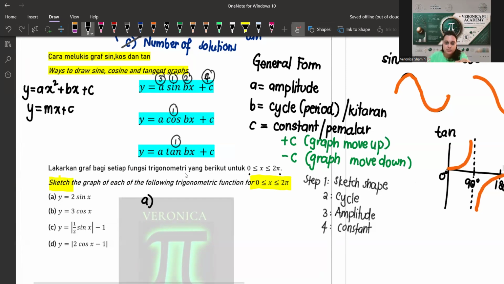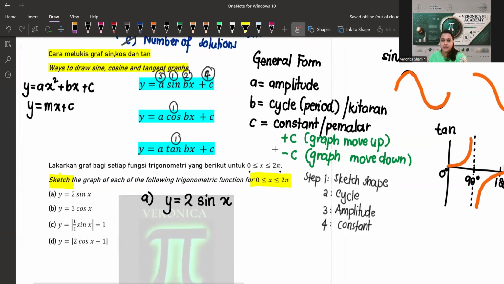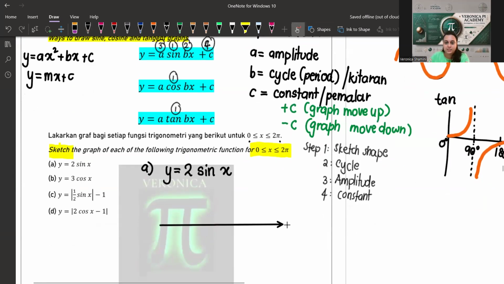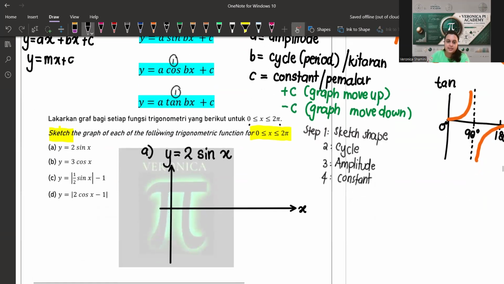Okay, now teacher is going to do soalan A. Y equals 2 sin x. This is the question. Now we sketch the paksi x. Lepas tu guna pencil lah. This whole thing you use pencil. This is x, this is y, then label 0. These are the first 3 things you label: label x, label y, label 0.